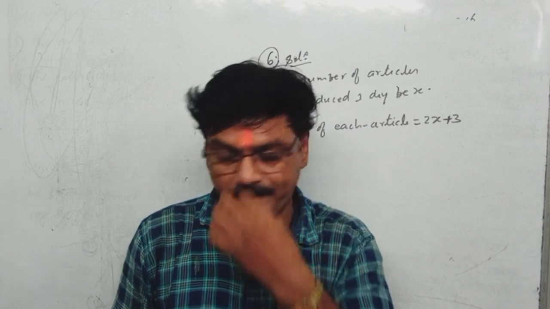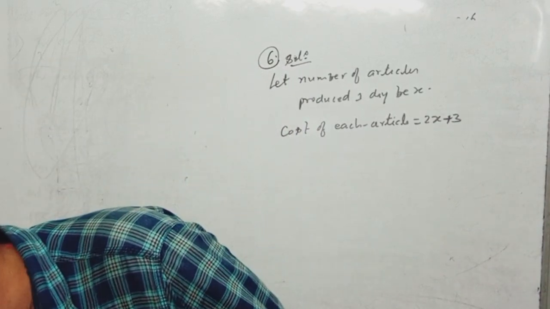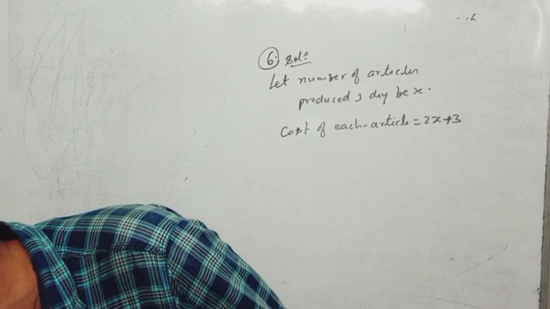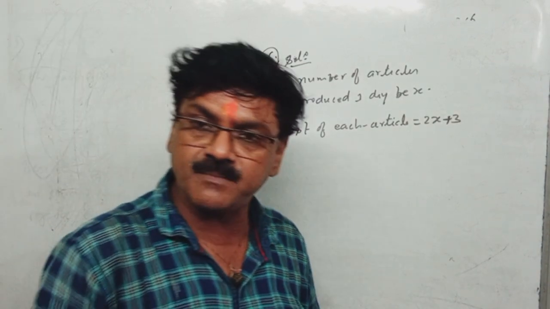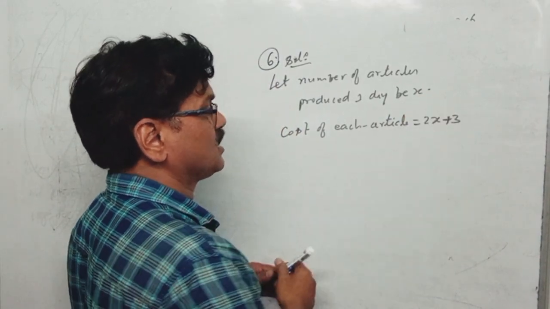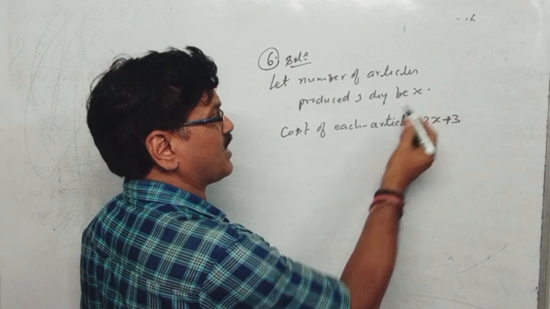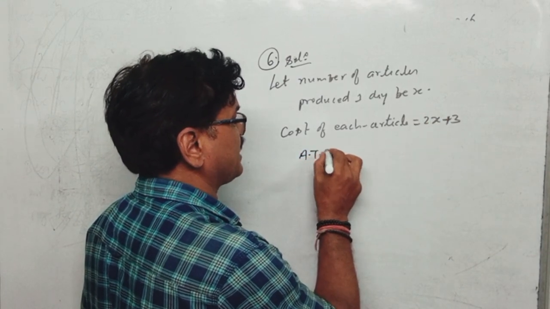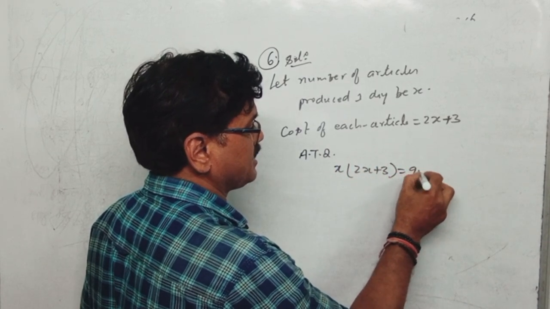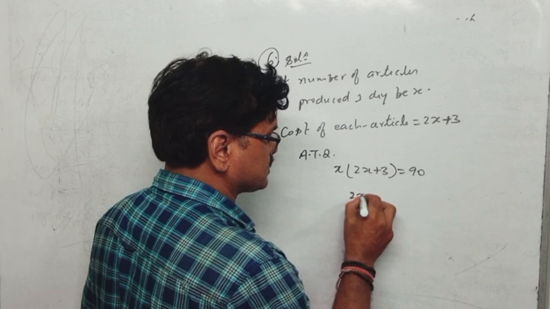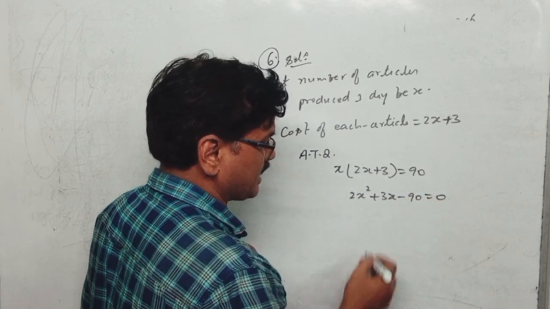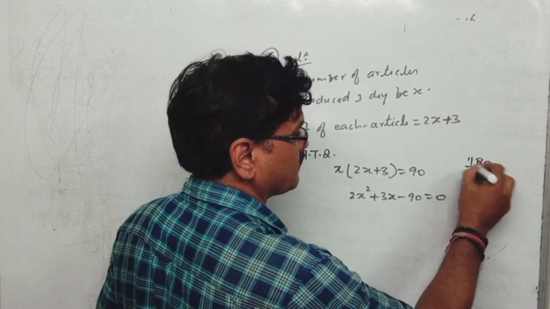क्वेश्चन कह रहा है कि एक दिन में वो 90 रुपए का आर्टिकल बना, if total cost of production on that day was ₹90. So the cost is multiplied by the number of articles. According to the question, write x in bracket 2x plus 3 is equal to 90, and 2x square plus 3x minus 90 is equal to 0. You will write here 90 times 2 is 180.